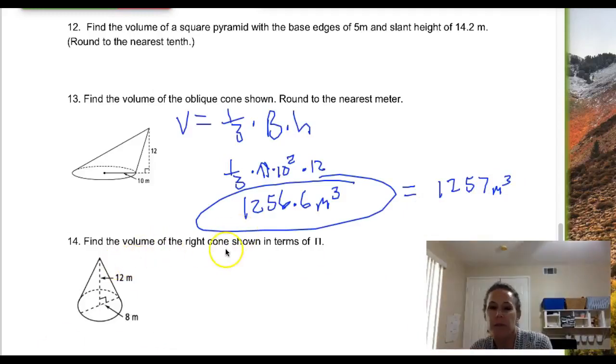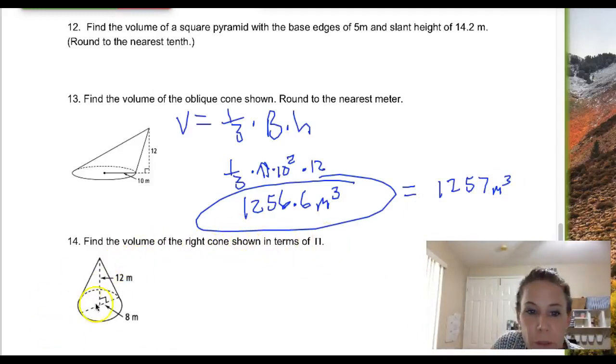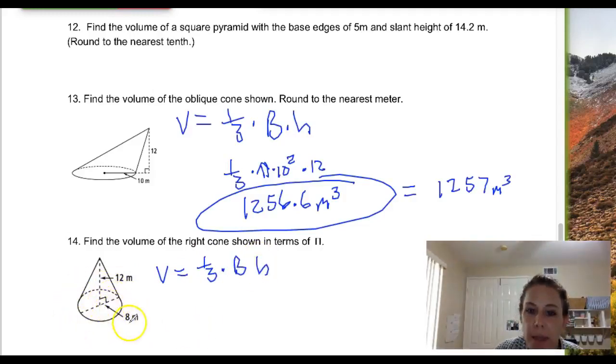Okay, number 14, find the volume of the right cone shown in terms of pi. So it's a right cone. Once again, same volume as the oblique cone. So 1/3 the area of the base times the height. Your base is a circle, and this is pointing to the diameter. Because it's dotted all the way across, you can assume this is the diameter. So the radius would be 4, right?